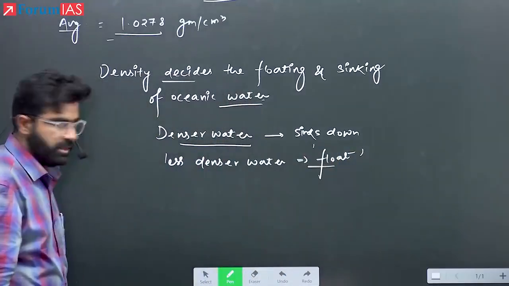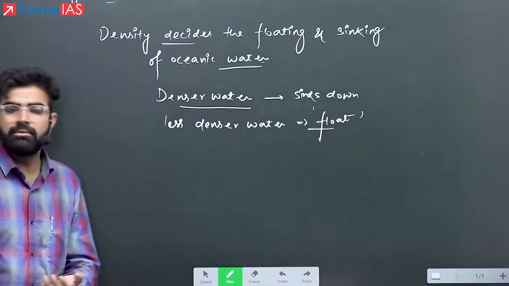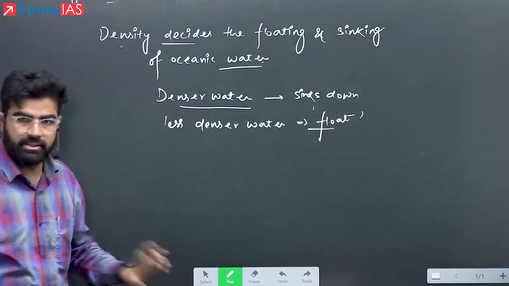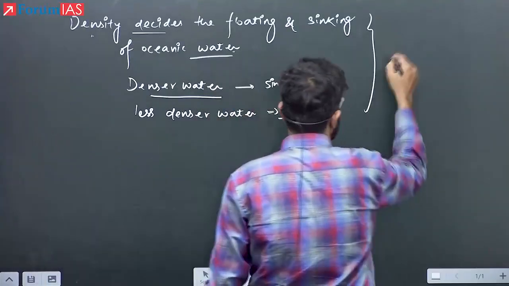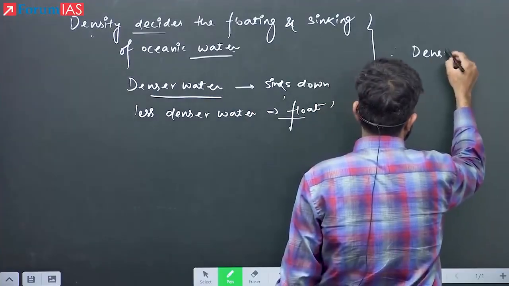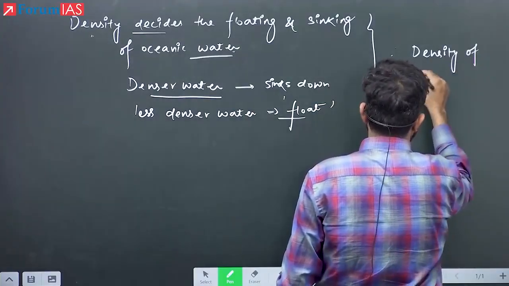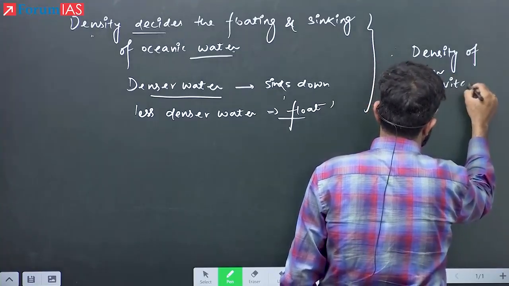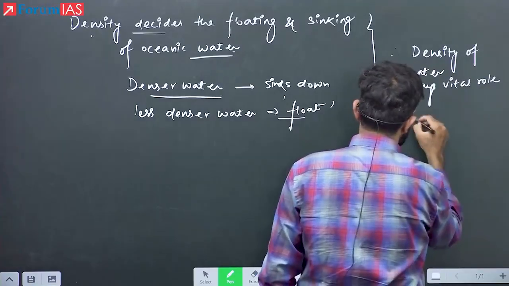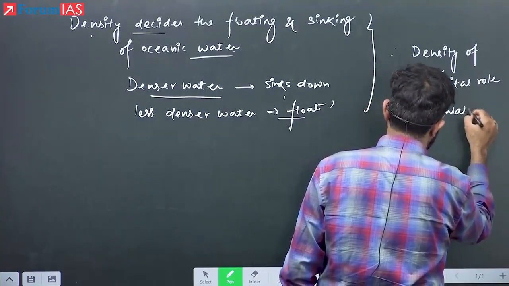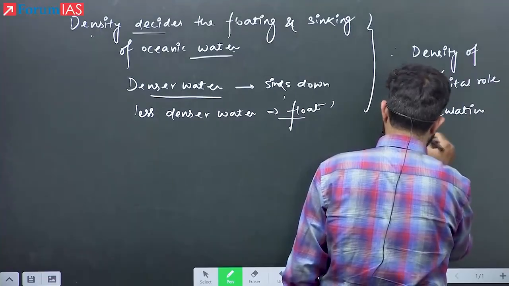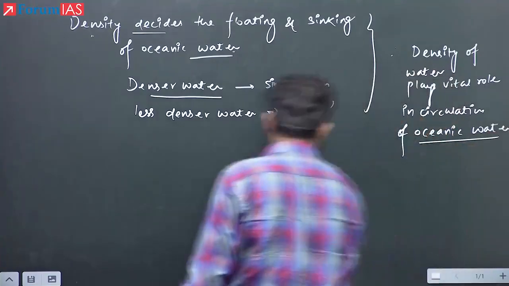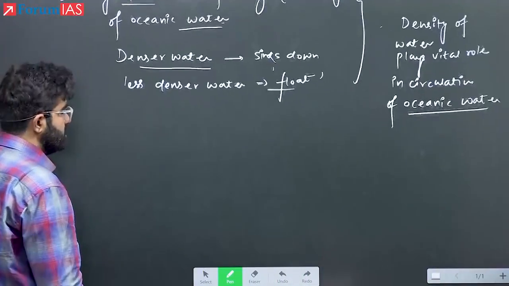will float, right? Can I say, therefore, that the movement of the oceanic water also has some control of the density? Yes? So can I say here, therefore, density of water plays a vital role in circulation of oceanic water.